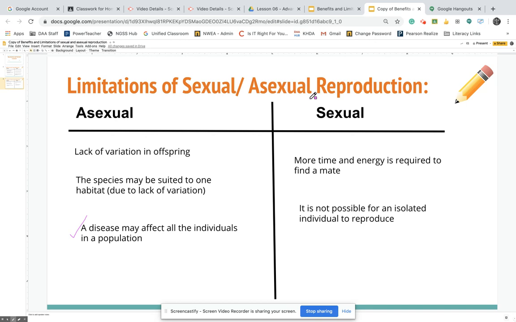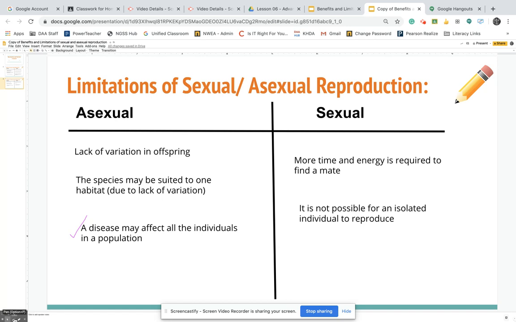So just some examples. Bacteria reproduce asexually. If we think about antibiotics and bacteria, the reason why antibiotics work is because they're able to wipe out the entire population of bacteria due to that lack of variation. If we talk about time and energy required for sexual reproduction, think about birds and how they have to mate, like the male peacock, which has that beautiful spread of feathers, which has to attract a mate. And so that's that more time and energy that's required. You can also think about a rabbit population, how they have to go and find a mate to reproduce. And so, yeah, think about time and energy for sexual reproduction.